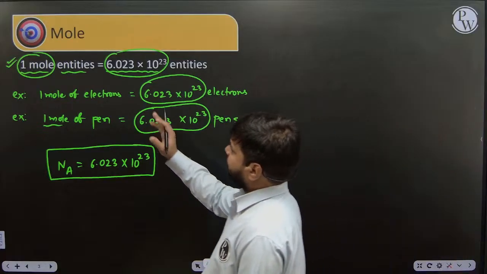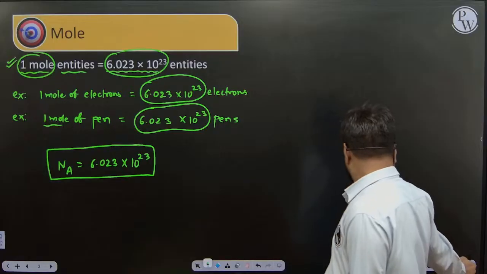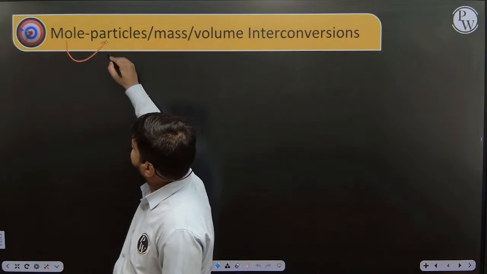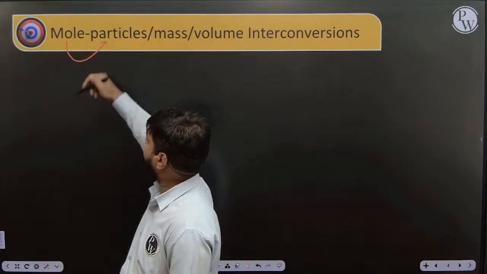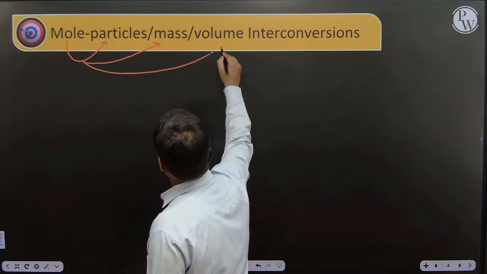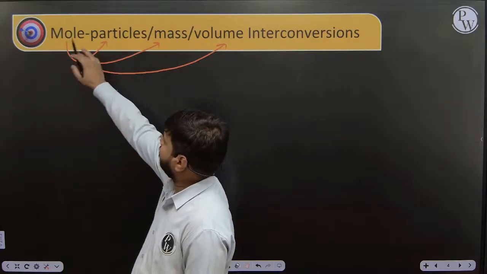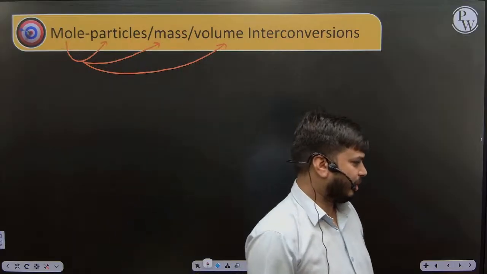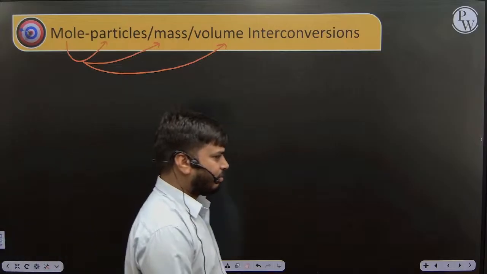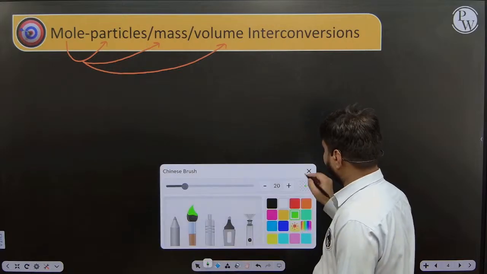So here we have just discussed what a mole is. Now we will discuss another important topic of today's chapter, which is conversion of mole. We can convert mole into number of particles. We can also convert mole into mass, and we can convert mole into volume. Simultaneously, number of particles can be converted into moles, mass can be converted into mole, and volume can also be converted into mole. We are going to discuss these conversions. Let's talk about the first conversion, which is mole to number of particles.